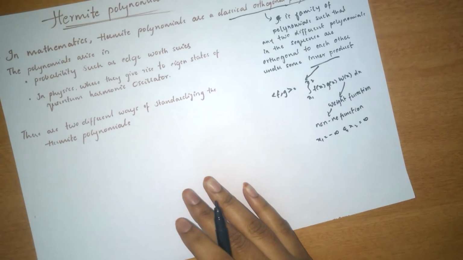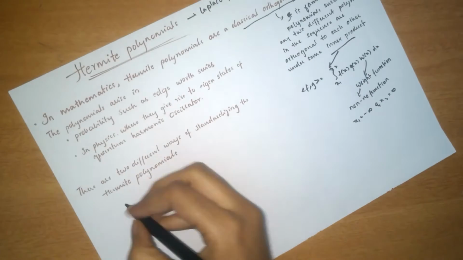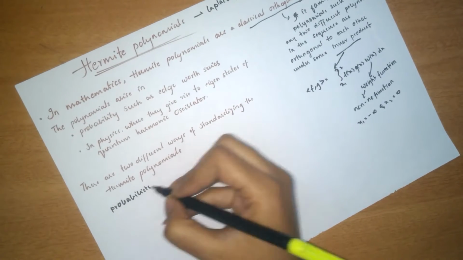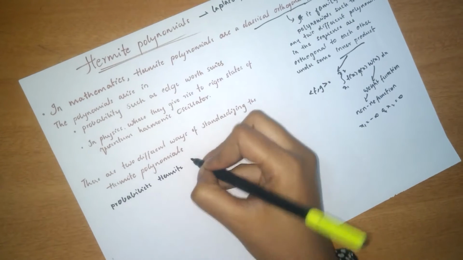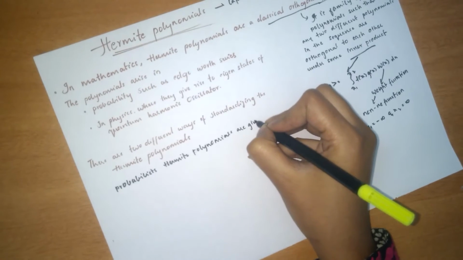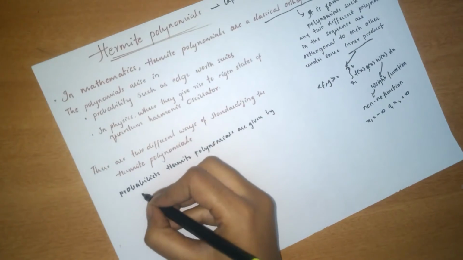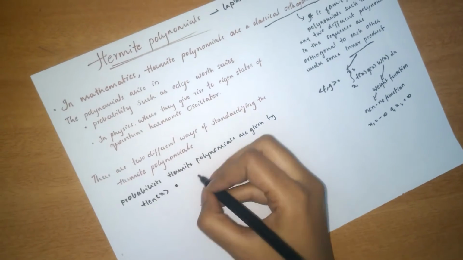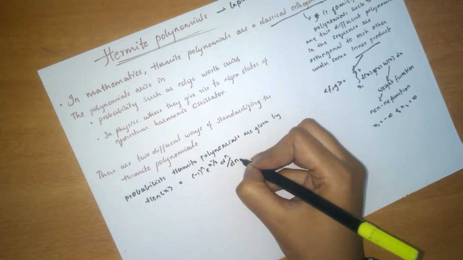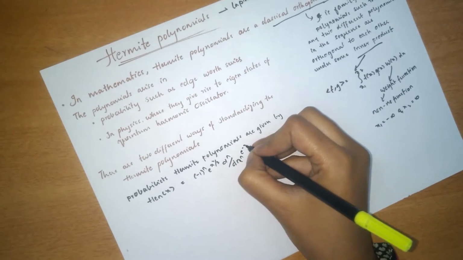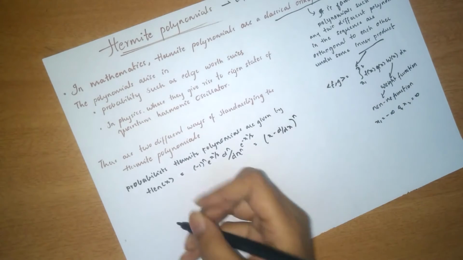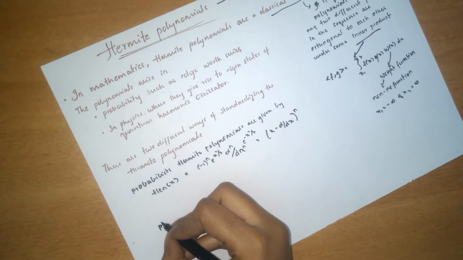There are two different ways of standardizing the Hermite polynomials. Those are probabilistic Hermite polynomials, which are given by He_n(x) equal to (-1)^n e^(x²/2) times the nth derivative of e^(-x²/2), which is also equal to (x - d/dx)^n. And the other one is the physics Hermite polynomials.